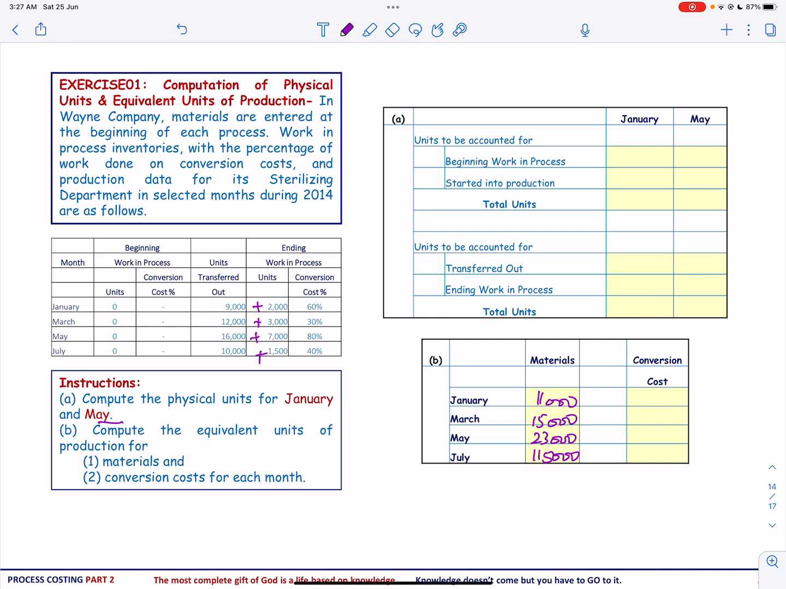Now for conversion, we will be having 9,000 the completed units plus 60% of 2,000, that is 1,200. So that makes 10,200. In this way we can calculate. We have the completed units as 12,000.